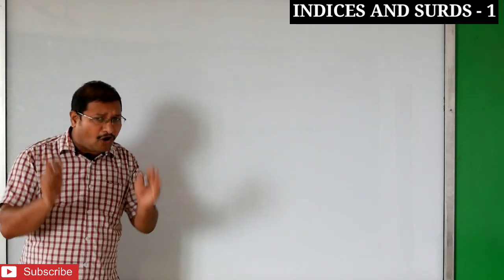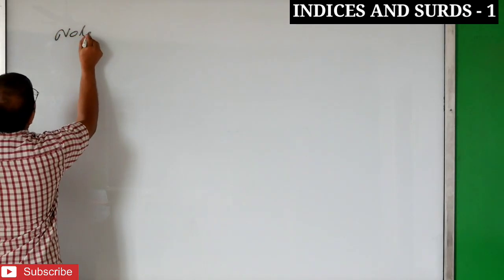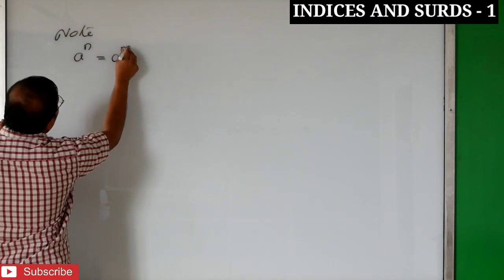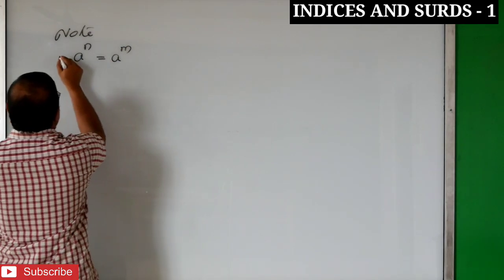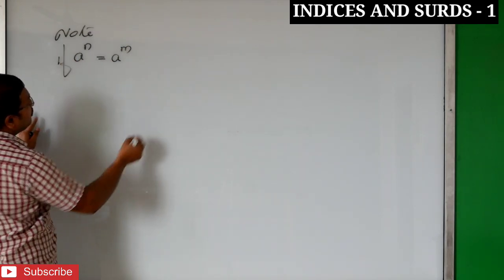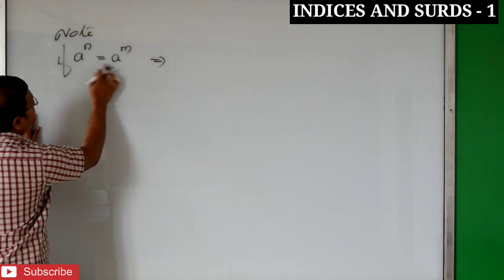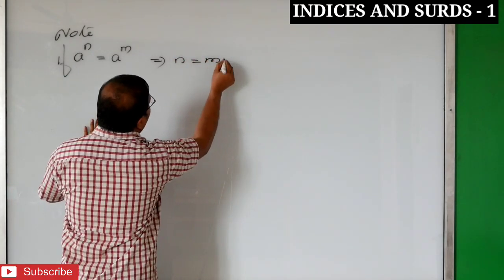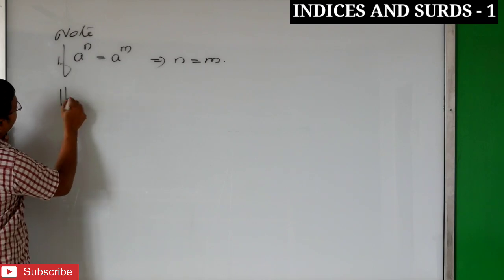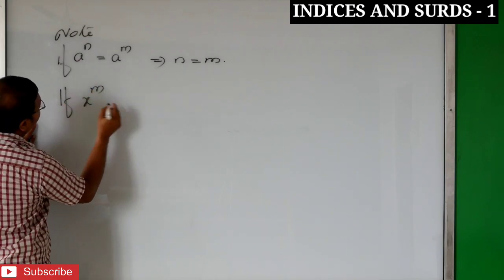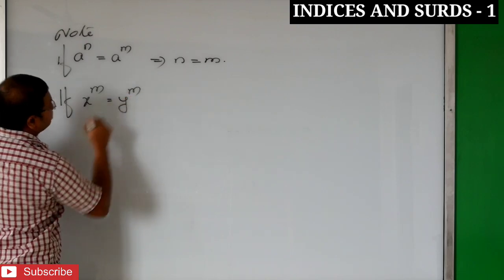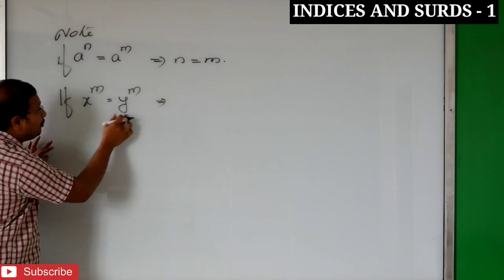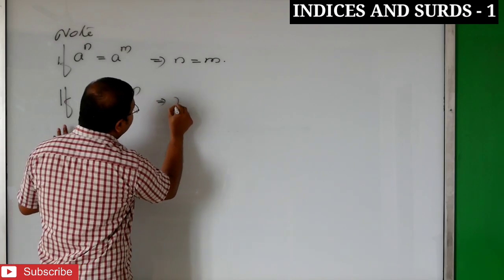Now we can keep some notes. I am writing: a raised to n equals a raised to m. That means, if a raised to n equals a raised to m, the bases are equal so their powers should be equal. That implies n equals m. Same style, if x raised to m equals y raised to m, the powers are the same so their bases should be equal. This implies x equals y.